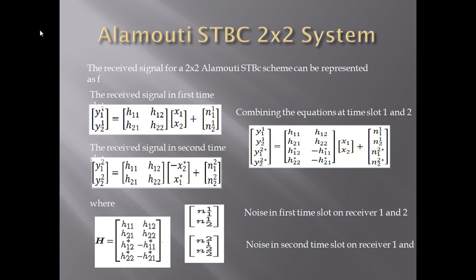Hence, the total number of received signals, which is equal to 4, is given by the Y matrix on the right, where H is the channel matrix, X1 and X2 are the transmitted signals by transmitter 1 and 2, and N is the noise matrix, which represents the noise at receiver 1 and 2 respectively in time slots 1 and 2.